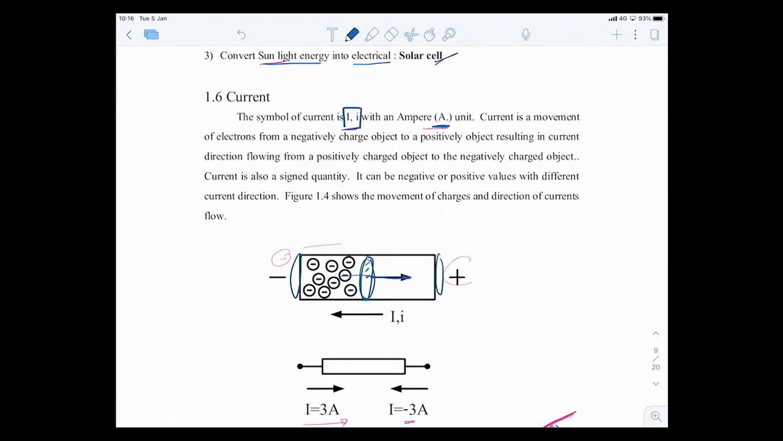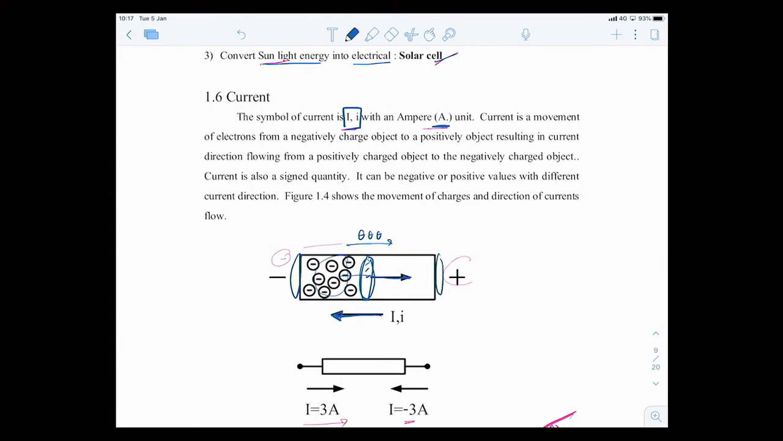In this lecture, this course, we define the direction of current to be opposite to the direction of the electron movement. So if these electrons move in this direction, we say that our current moves in the opposite direction, like this.